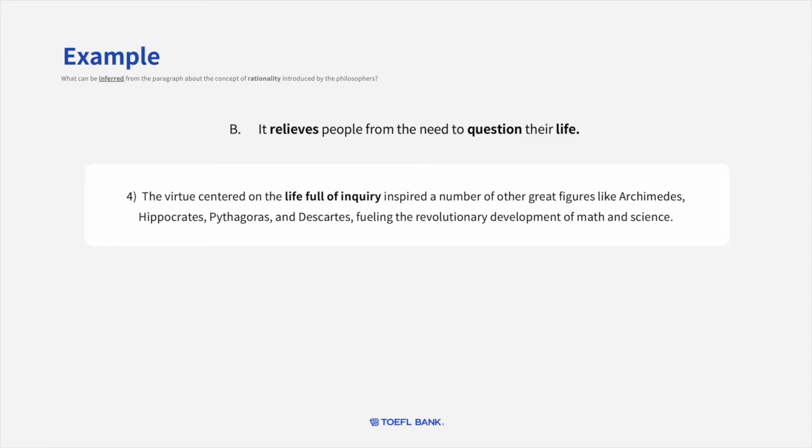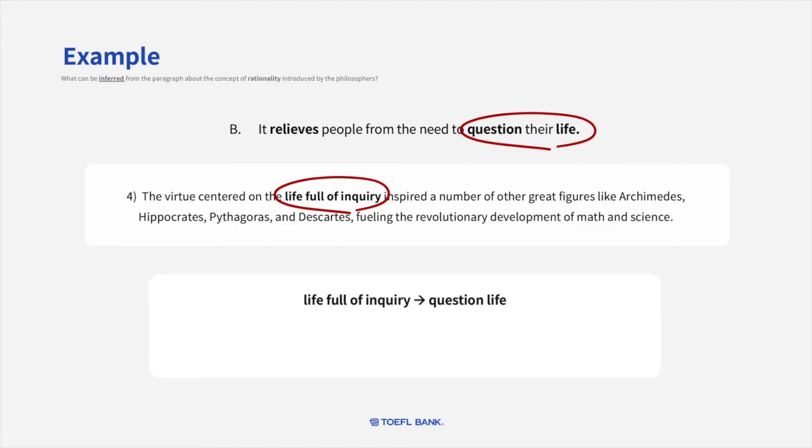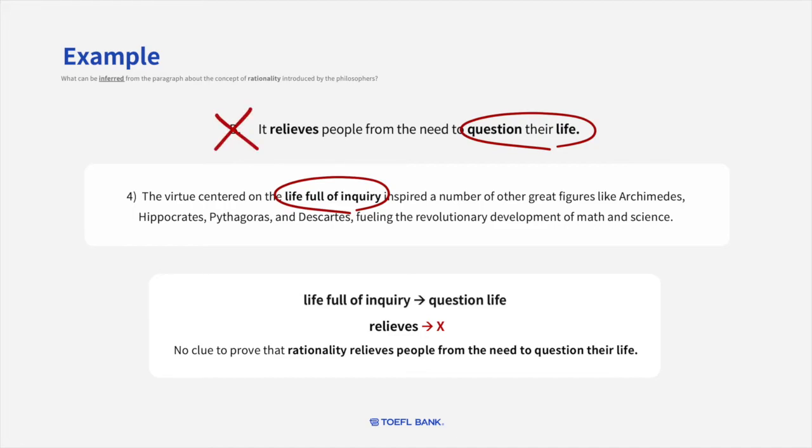The virtue centered on the life full of inquiry inspired a number of other great figures. You can tell that life full of inquiry was paraphrased in the choice to questioning life, and the keyword relieves was not mentioned in the passage. There is no clue to prove that rationality relieves people from the need to question their life. Therefore, B is an incorrect answer choice.